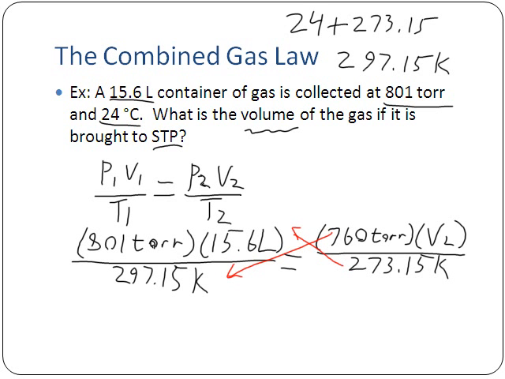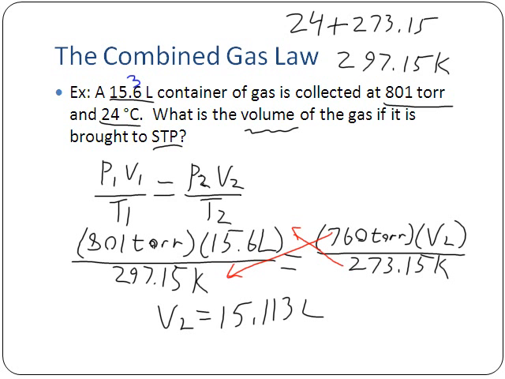Once again, if you take out the calculators here: 801 torr times 15.6 liters, and then times the 273.15, because that's being cross-multiplied up to the top, and then divided by 297.15 K, and we also divide that by 760 torr. When we do that, we end up with an overall V2 of 15.113 liters.